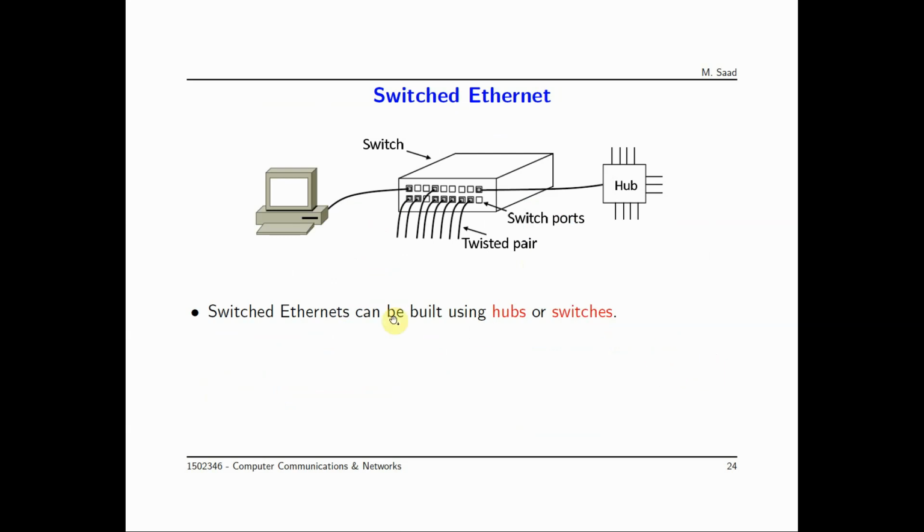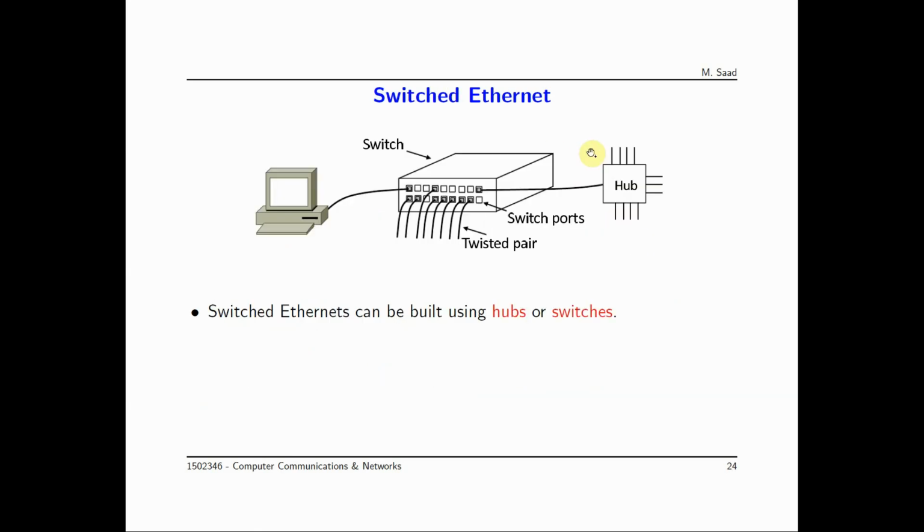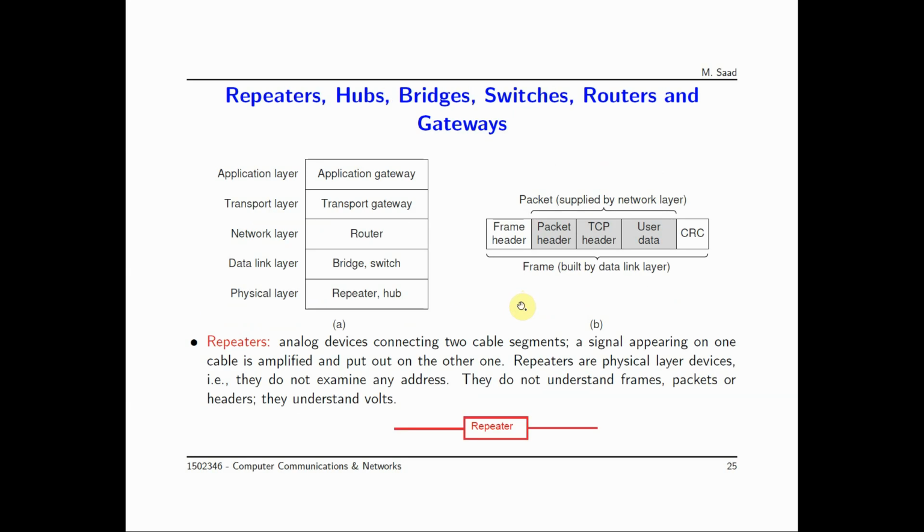Before we go there, let me remind you that these cables here connected to a switch or connected to a hub are twisted pair cables, so similar to the telephone cables as opposed to coaxial cables that we used in classic Ethernets. Now, switches or hubs, what is the difference between these devices?